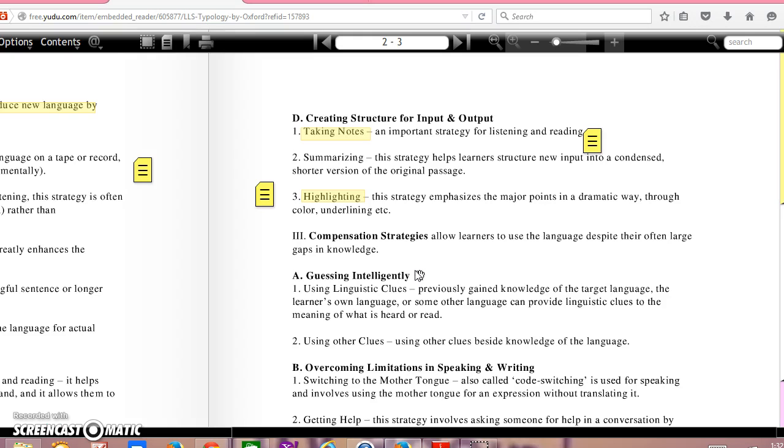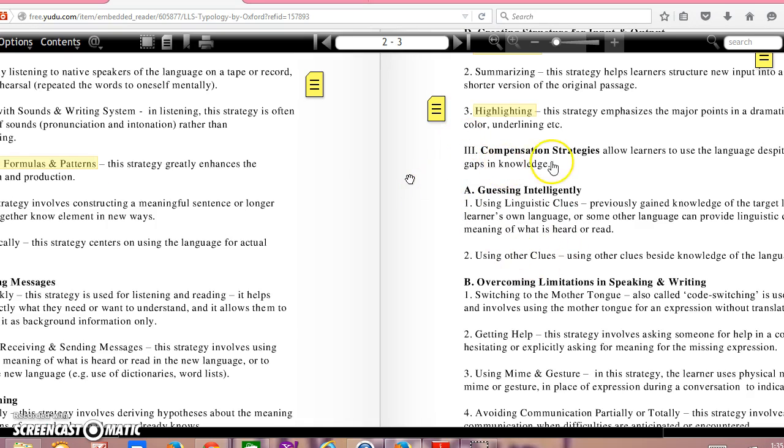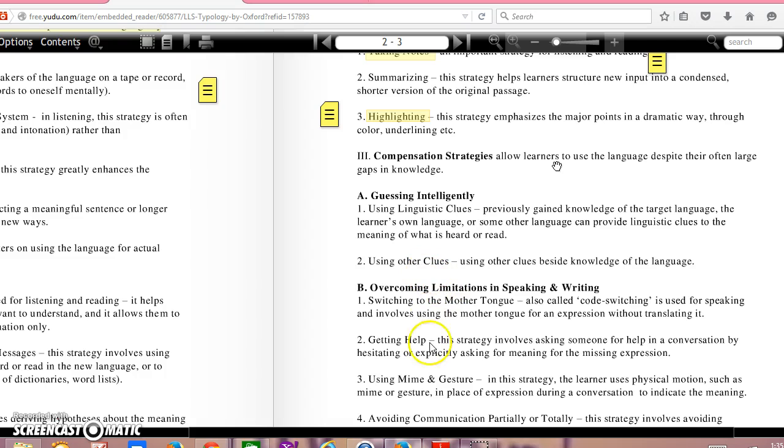And the next one is the third one, highlighting, because I love to highlight my book, but I'm using different colors to differentiate between the example, definition, and also the main point. I think that's the end for the cognitive strategies, and now I'm moving to the next one, which is under compensation strategies. Alright, let's move to the below one, which is coining words.